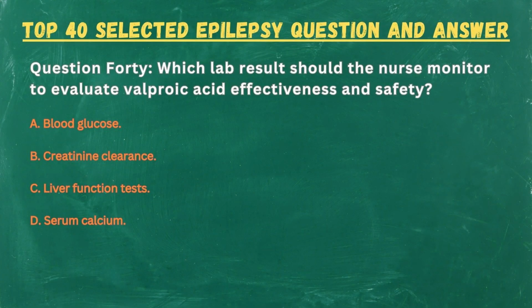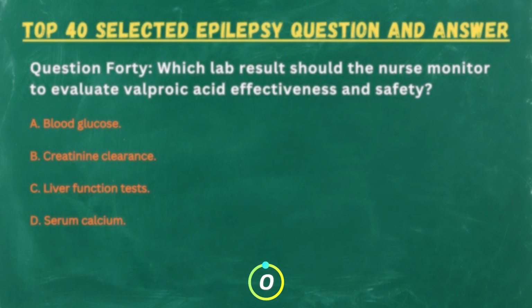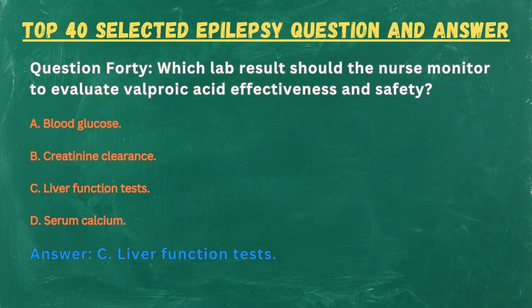Question 40. Which lab results should the nurse monitor to evaluate valproic acid effectiveness and safety? A. Blood glucose. B. Creatinine clearance. C. Liver function tests. D. Serum calcium. Answer: C. Liver function tests.